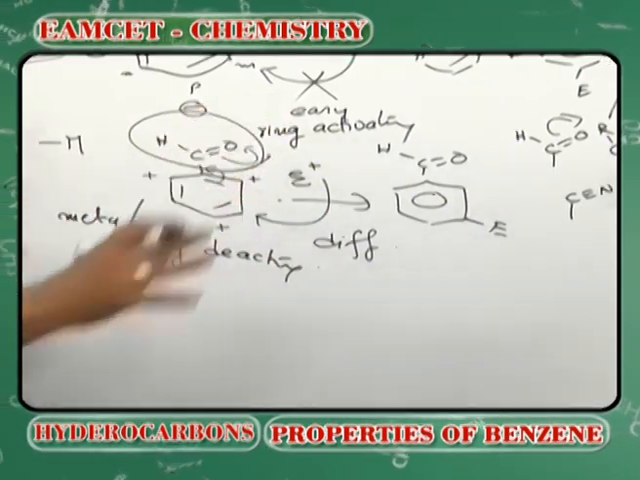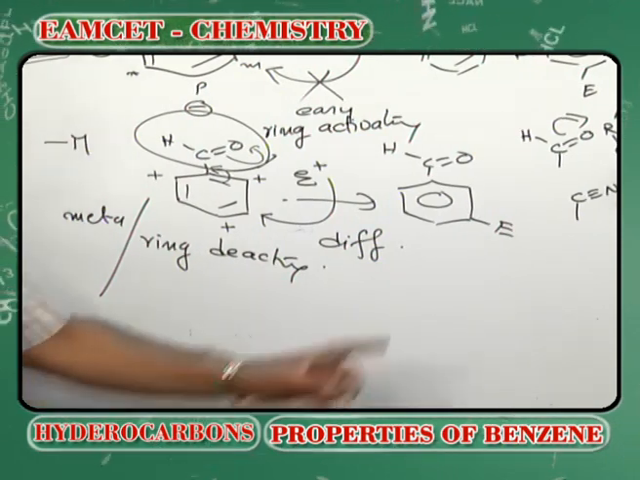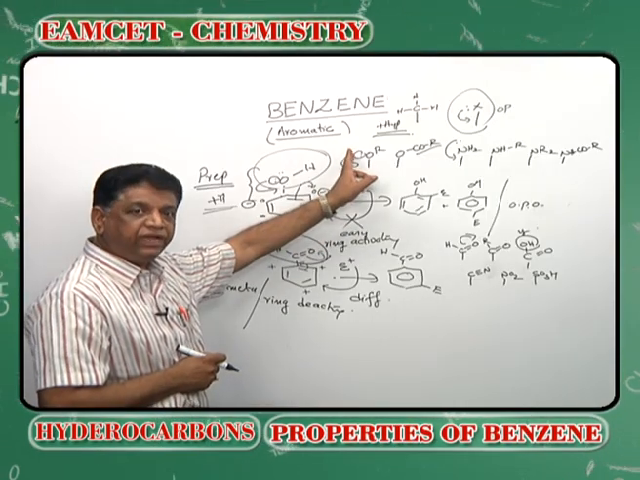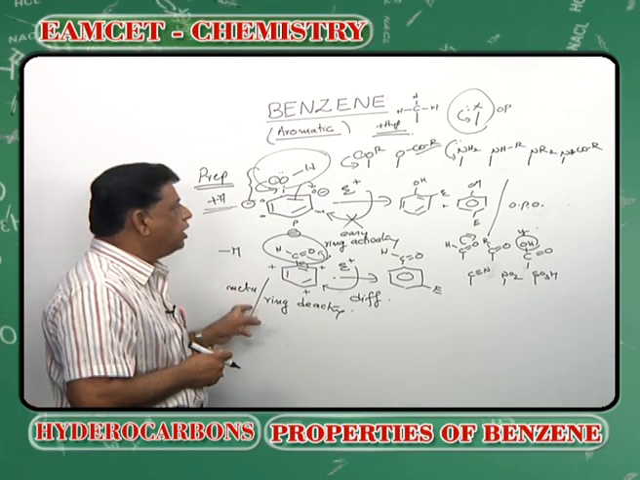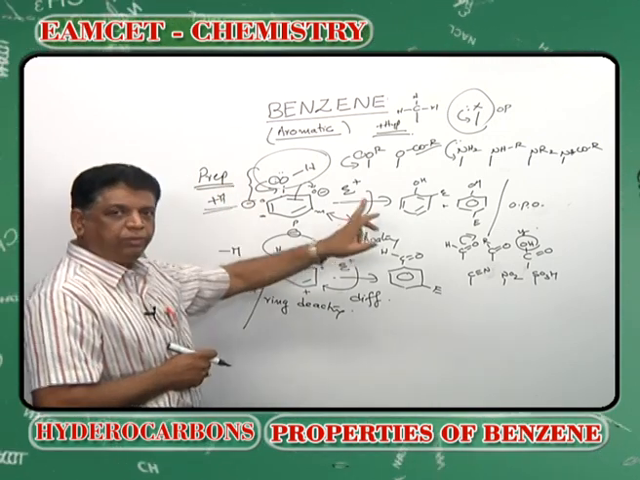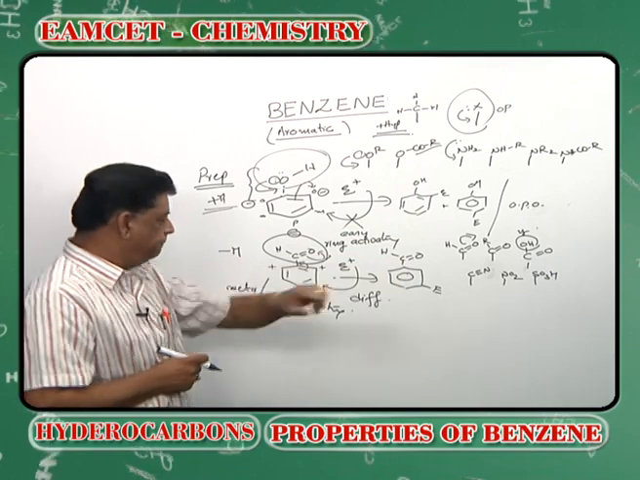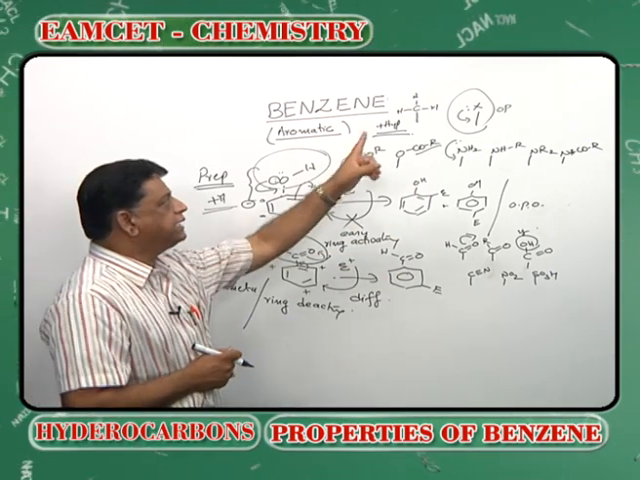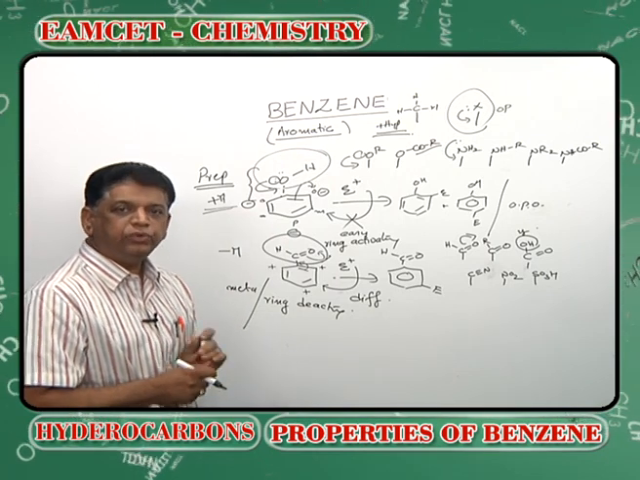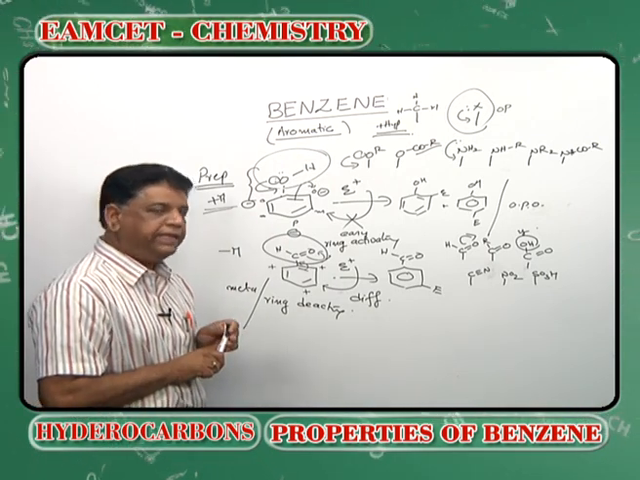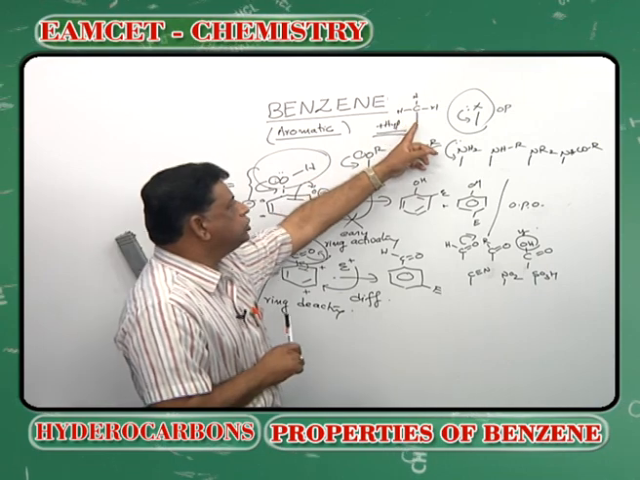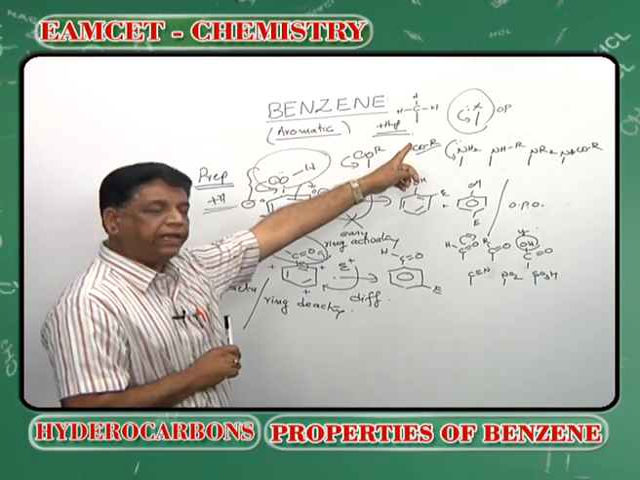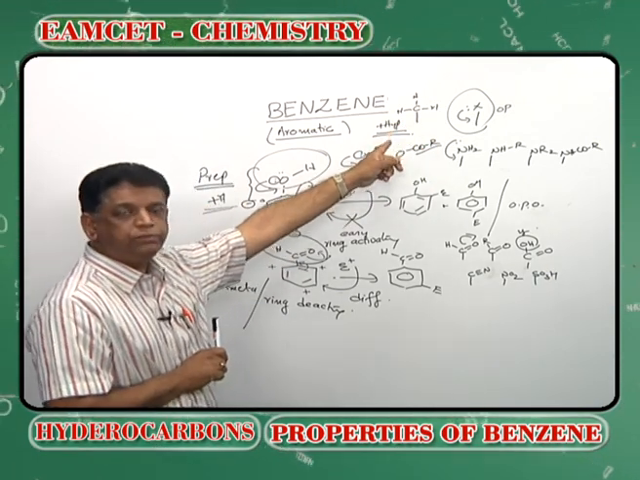So, whenever 4 or 5 groups are there, you have to identify which group shows a plus M effect, which group shows a minus M effect. All the plus M groups are ortho para and activating. All the minus M groups are meta directing and ring deactivating, except halogens. Halogens show ortho para but deactivation, and the methyl shows ring activation and ortho para character, not through mesomeric effect but through hyperconjugation.